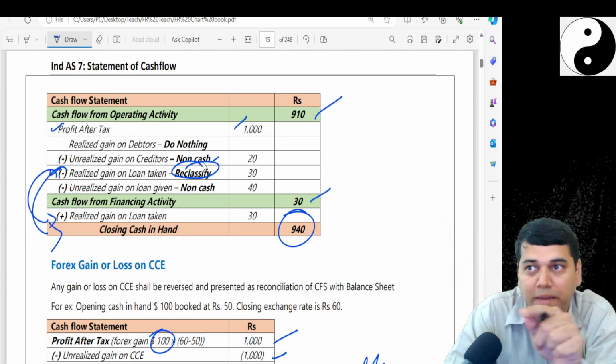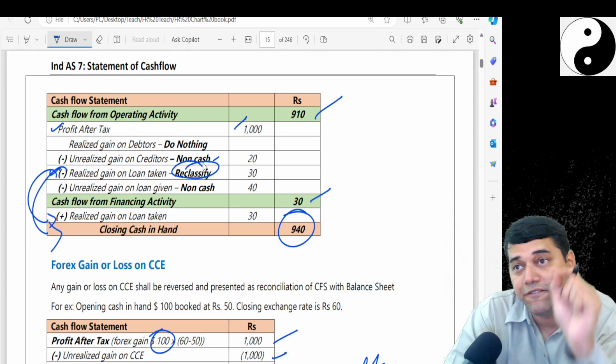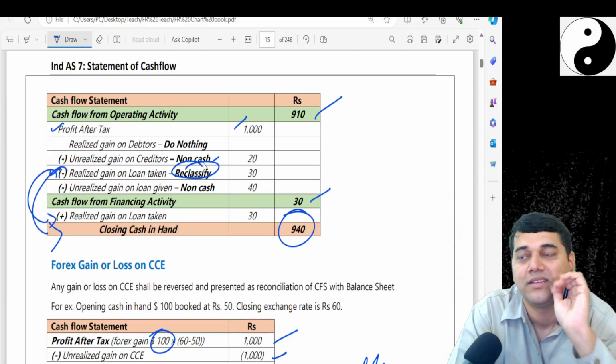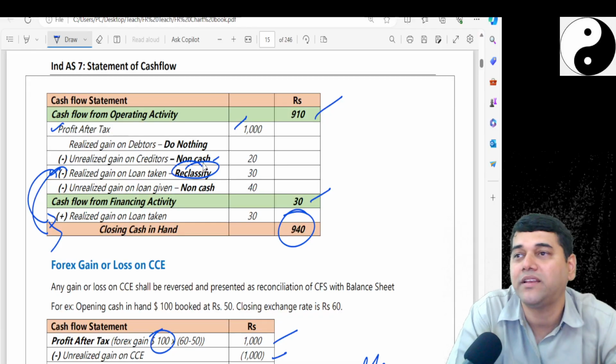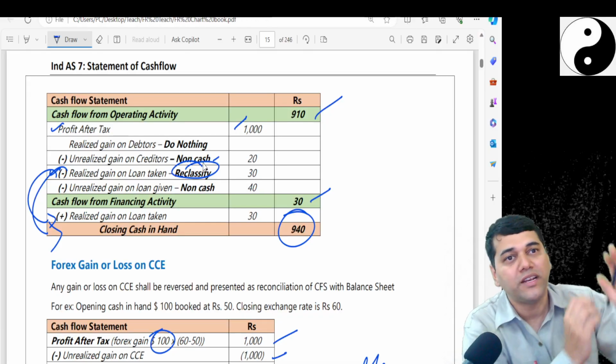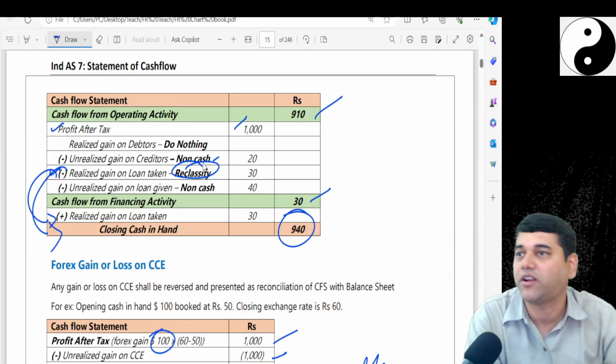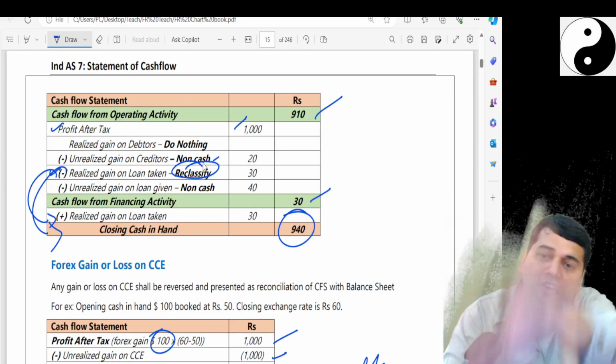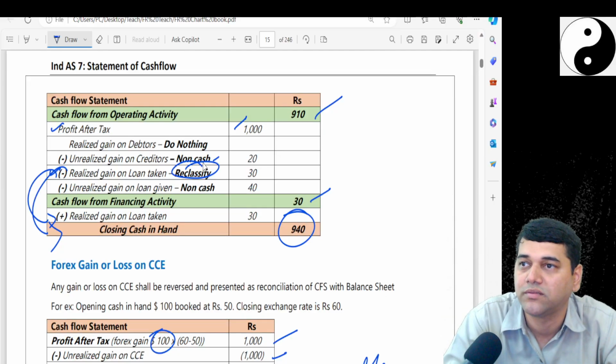Reconciliation, whichever you prepared, whichever questions we worked, in every single question, I had a foreign currency in my hand. That translation difference, I will prepare the reconciliation statement. But I have got a foreign currency debtor, foreign currency creditor, foreign currency loan. For this, I don't prepare any reconciliation statement, because that will be part of my cash flow statement only.